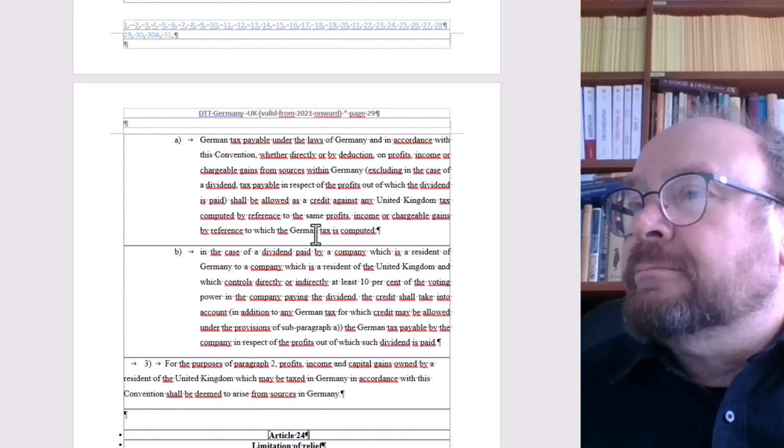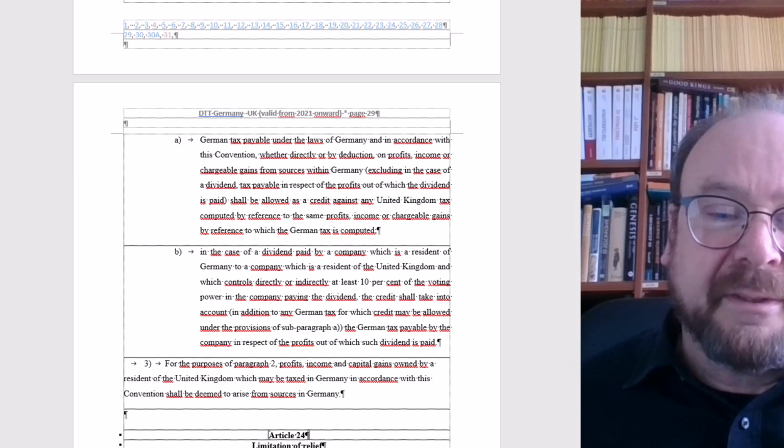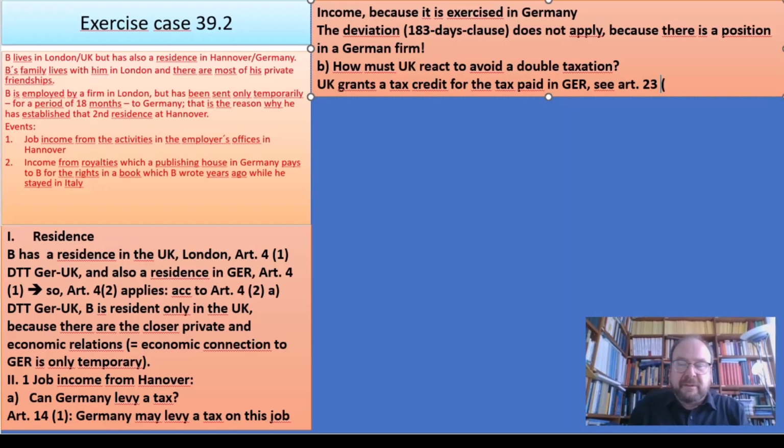That's it. So the UK grants a tax credit for the German job income. So the UK grants tax credit for the tax paid in Germany. See Article 23, paragraph 2, DTT Germany, UK.